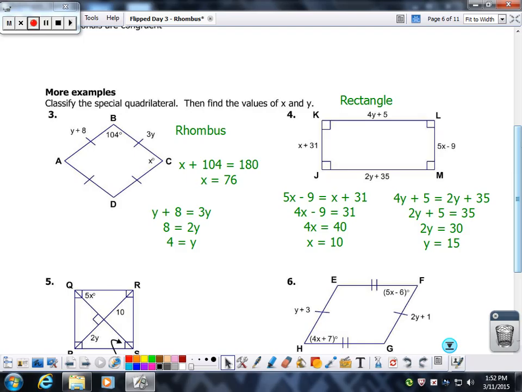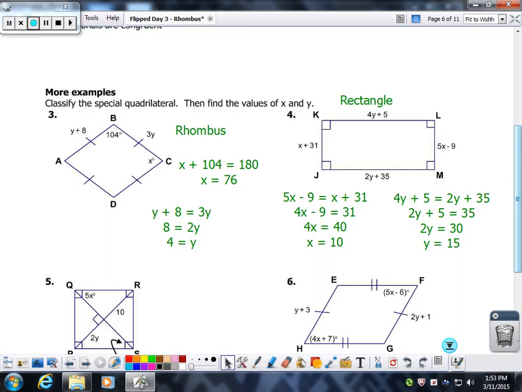Examples here, down at the bottom, 3 and 4. So we have a rhombus here because we have 4 congruent sides, and not all 4 angles are congruent, so that makes it a rhombus. With 4 congruent sides, the 2 sides, y plus 8 and 3y, are going to be congruent. So y plus 8 equals 3y. Subtract y from both sides, you get 2y equals 8, and then divide by 2, and y equals 4.